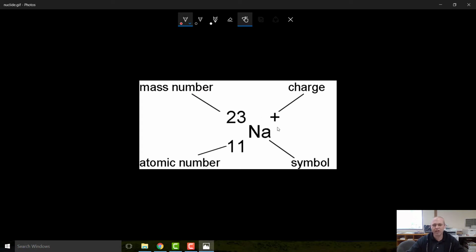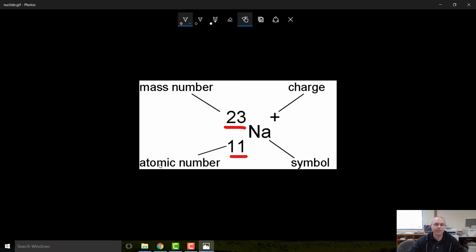And we're going to see a notation like this right here, where it says Na, which is the symbol. This is sodium. Na is sodium. It may or may not have a charge up here. In this case, sodium does have a charge, and it's a positive charge. It has a 1 positive charge. We'll deal with charges some more later. But the important numbers are going to be these ones off to the left. So we've got 23 and 11.